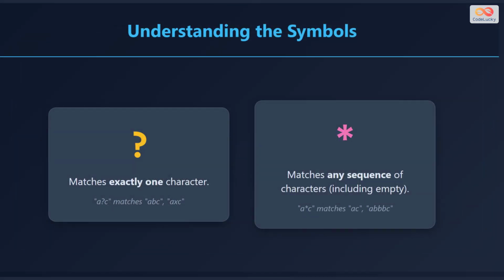Before we code, let's understand the rules. We are given two special symbols. First, the question mark. This acts as a placeholder for exactly one character, any character. Second, the asterisk. This is the powerful one. It can match any sequence of characters, including an empty sequence.